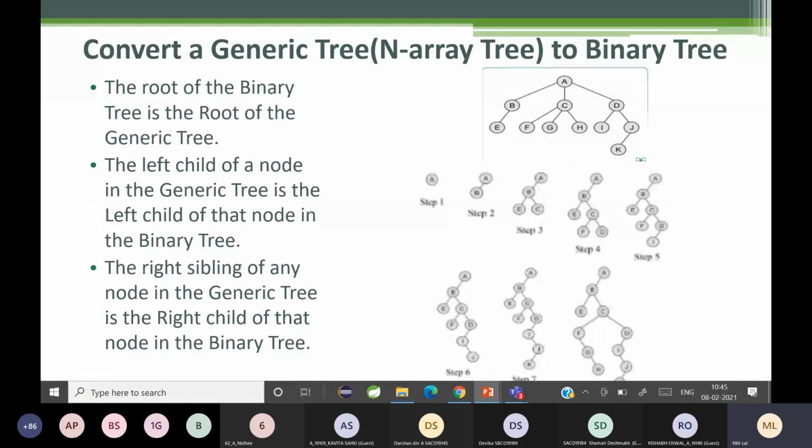Yes, ma'am. Okay. Now going to the next part. Now you're taking C. Now, which is the right sibling of C? D. D is the right sibling of C. So where is D going to be placed at? Right side of C. It's going to be the right child of C. Is everybody with me? Yes, ma'am. Okay. D is going to be the right child of C because D is the right sibling of C in the main picture.